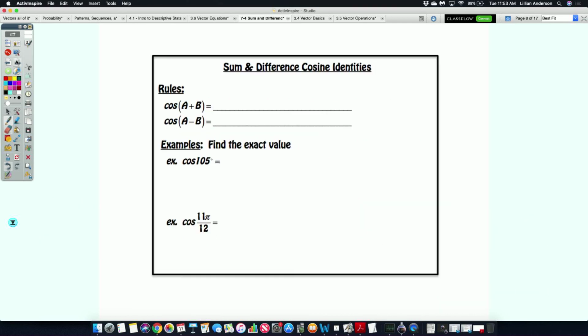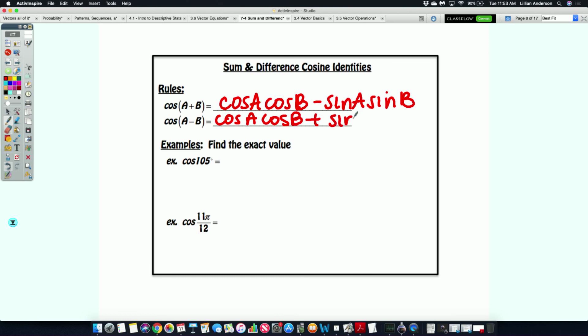Cosine identities. For the sum for cosine, it's going to be the cosine of A, cosine of B, minus the sine of A, the sine of B. The difference is similar: cosine A, cosine B, plus sine A, sine B. Same thing as before. I'm looking for two angles on my unit circle that either add to give me 105 or subtract to give me 105. They've got to be on your unit circle for this to work.